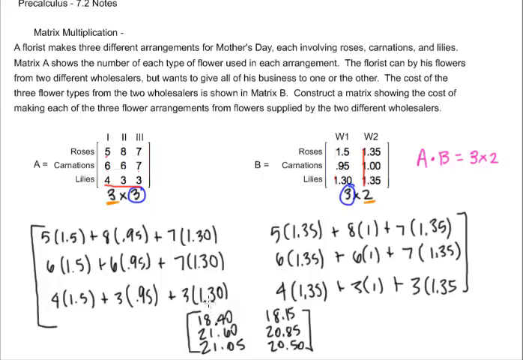Well, your columns stay the same. This is warehouse 1, this is warehouse 2, but now your rows have changed a little bit. Now this is arrangement 1, this is arrangement 2, and this down here is arrangement 3. So we can look at these and figure out, okay, which one of these has the best prices for us to do our shopping.